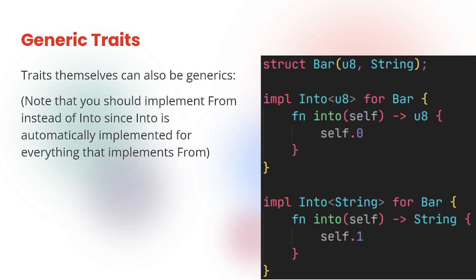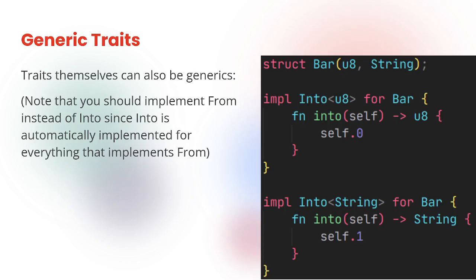And also, in general, you should always implement From and not Into, because From automatically generates an Into impl. There's a blanket implementation of Into for everything, but not the other way, because you can't have two-way blanket implementations, since those could contradict.